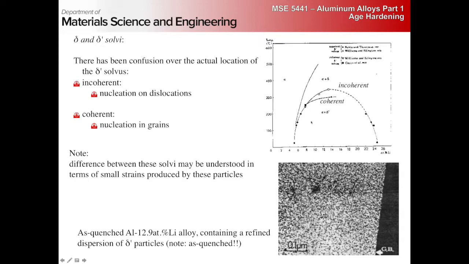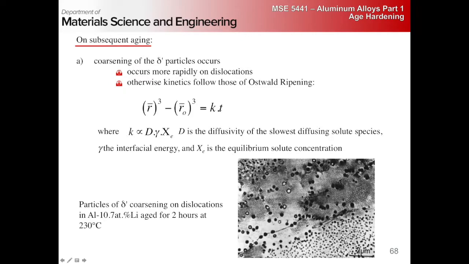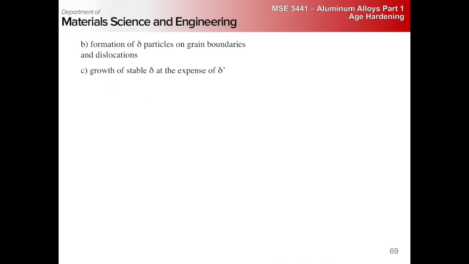So if we look at just quenching, this is aluminum 12.9% lithium. We end up with a very refined dispersion of delta prime particles, right? This is as quenched. This isn't aged. On subsequent aging, we're going to grow by Ostwald ripening, and we see that we have a coarser, more widely separated, but still fairly uniform dispersion, right?